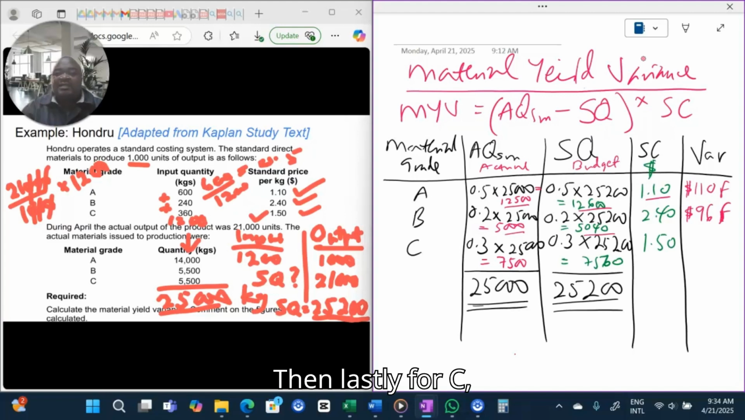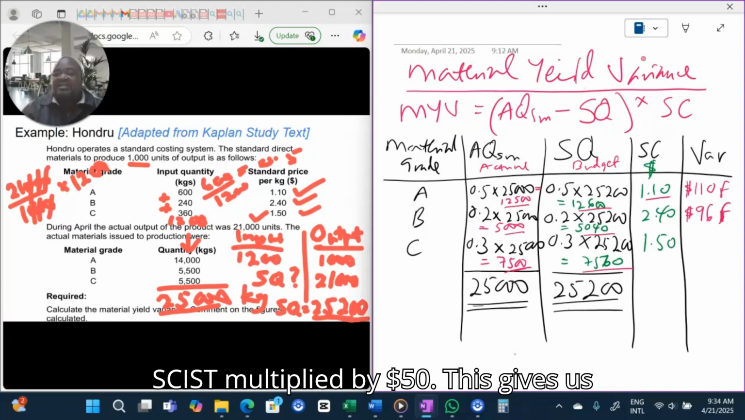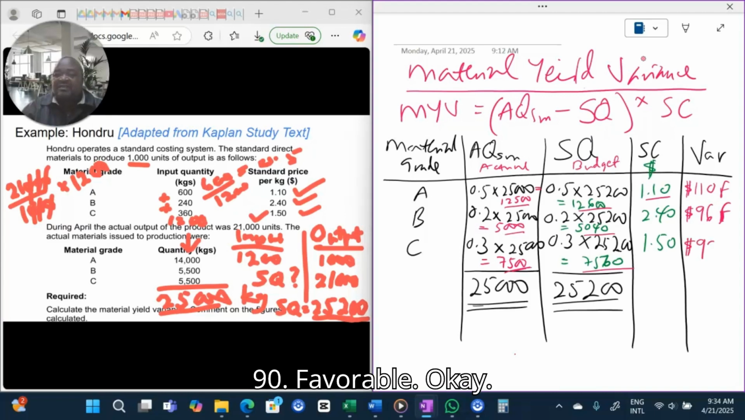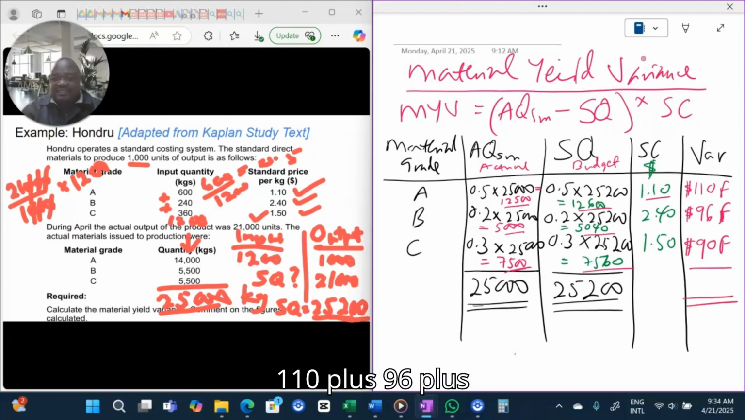Then lastly, for C, we used 7,500 against 7,560. The difference is 60, and this is favorable. Why? Because we used less. So 60 multiplied by $50, this gives us 90. Favorable, okay? So the total variance should be 110 plus 96 plus 90, and this leads us to 296. Favorable.